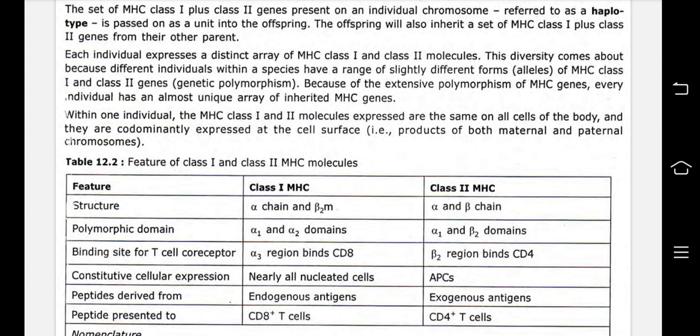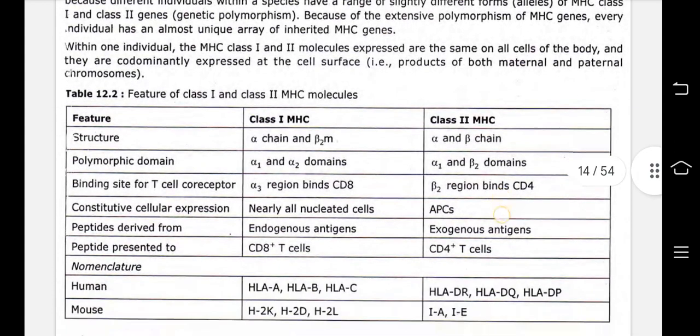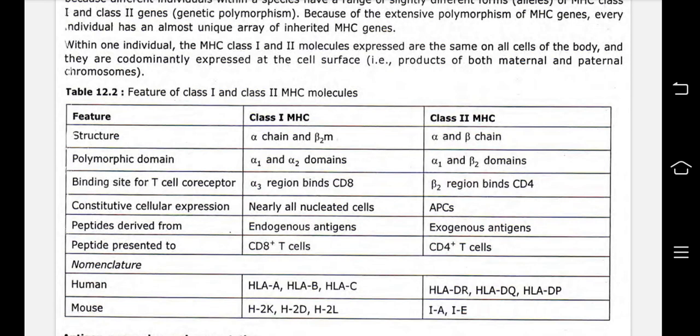So here we can see a table which represents features of class 1 and class 2 MHC molecules. Structure: in the case of class 1 MHC, alpha chain and beta 2M; class 2 MHC, alpha and beta chain. Then the polymorphic domain: alpha 1 and alpha 2 domains for class 1, alpha 1 and beta 1 domains for class 2, which form the binding site for the T cell receptor. The alpha 3 region binds CD8, the beta 2 region binds CD4.